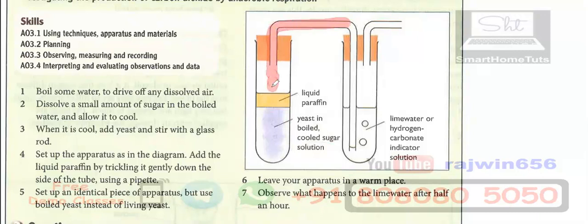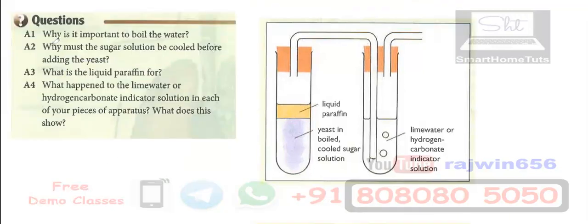Whatever gases are formed are made to pass through the delivery tube through lime water. And of course, this tube is there so that whatever excess gas there is can escape out into the atmosphere. Now we are going to answer these questions. So these are the questions that we are answering.